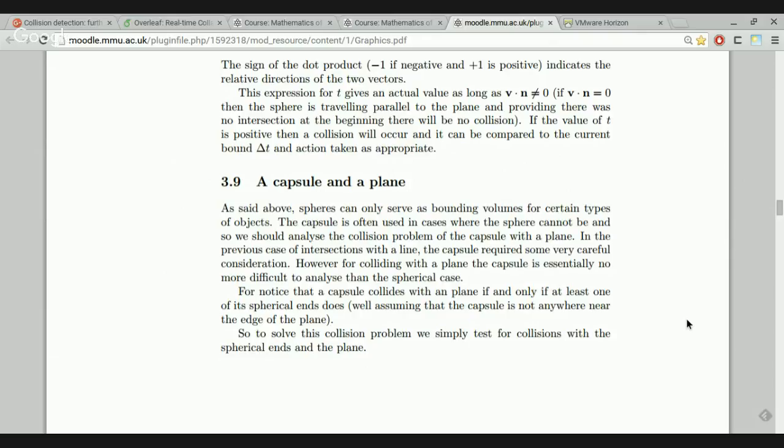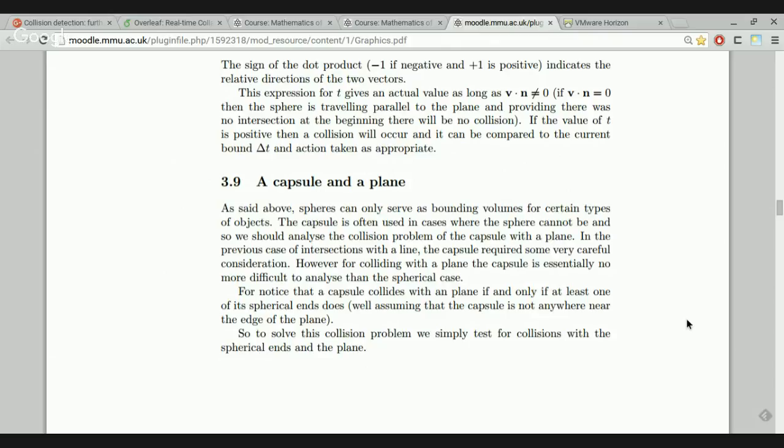Now, do we need another piece of complicated vector analysis to detect when a capsule hits a plane? Well, no. If you imagine I've got a capsule here, a cylinder with those rounded spherical ends, and here's a plane, the table. How could it be that that capsule collides with the table? Well, it could certainly hit it with one of the spherical ends first, but that's just the collision of a sphere with the plane. Or it could hit it with the other spherical end. And again, that's a collision of a sphere with the plane.